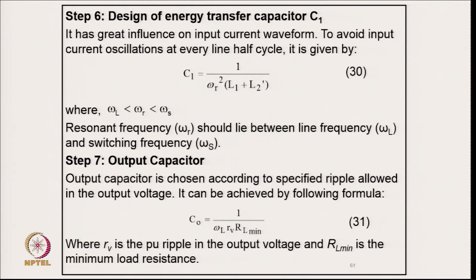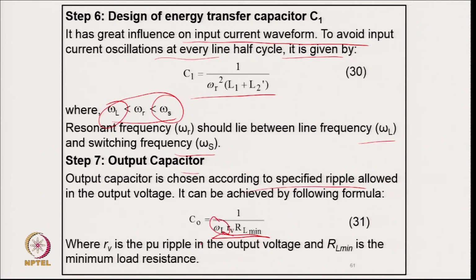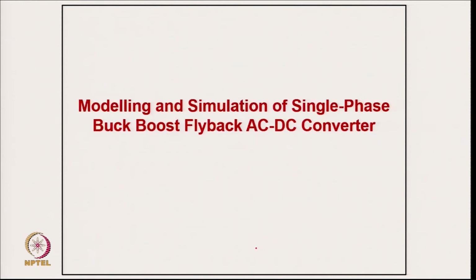And for the energy transfer capacitor, it has a great influence on the input current waveform, so it is chosen to avoid current oscillation every half cycle. It is given in terms of the ripple frequency plus L1 and L2, where your omega r is in between omega L and omega S, the switching frequency and the line frequency. So, the resonant frequency should lie between the line frequency and the switching frequency. The output capacitor of course depends on the load resistance, the line frequency and the ripple percentage of the ripple voltage.